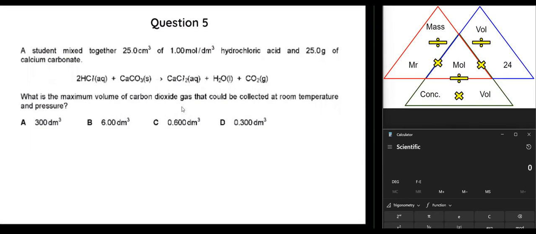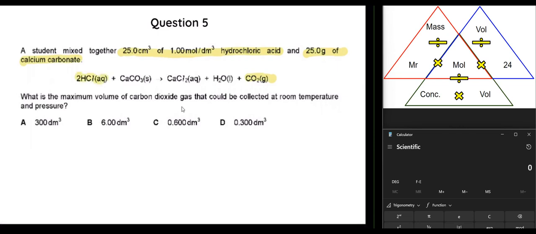So question 5. A student mixed together 25 centimeters cubed of a 1 mole decimeter cubed hydrochloric acid and 25 grams of calcium carbonate. So we've got 25 centimeters cubed of hydrochloric acid and 25 grams of calcium carbonate. What's the maximum volume of carbon dioxide that can be collected at room temperature and pressure?